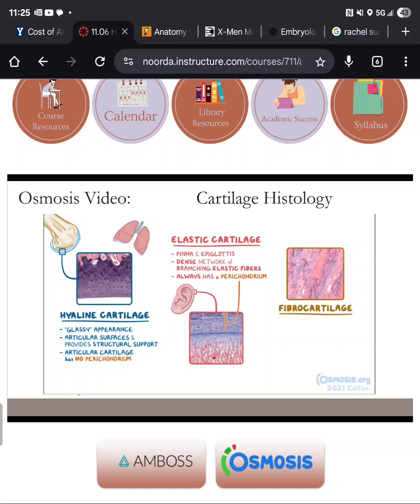And finally, fibrocartilage is found in structures like the intervertebral discs and meniscus. The tissue is a combination of hyaline cartilage and dense connective tissue. So, as a result, it contains more type 1 collagen and fibroblasts compared to the other types of cartilage. And, similar to hyaline articular cartilage, it doesn't have a perichondrium.